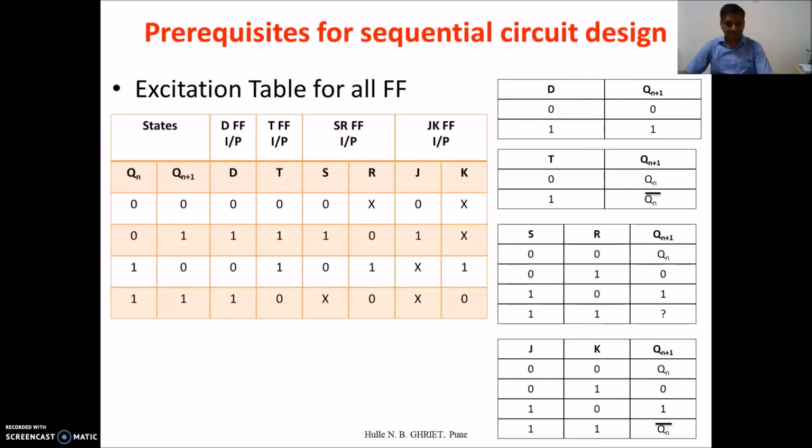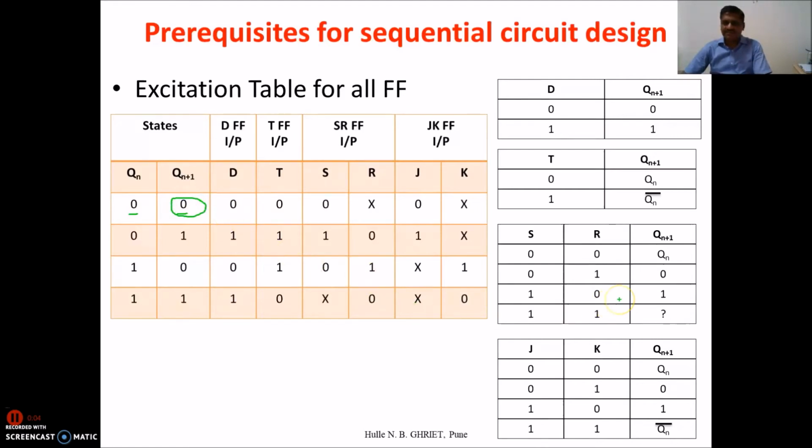Now we will discuss the excitation table of the SR flip-flop. Now look here, if the present state is 0 and we want the next state to be 0, then what should be the input applied? We will check the possible conditions. What is the next state we want? The next state we want is 0.